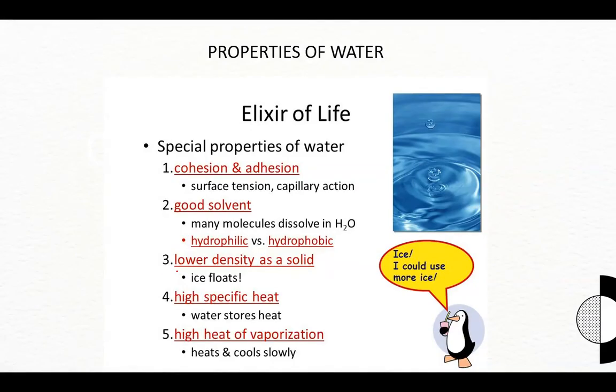Three, it has a lower density as a solid, as ice floats, as we see in our drinks. So we can put ice in a glass of water, it's going to float. Four, the high specific heat. So water stores heat. And five, the high heat of vaporization. And what this is all about is that it heats and cools very slowly. So it's not immediately as you add it to the heat, it will turn into a gas. It takes time. It has to go through a process.